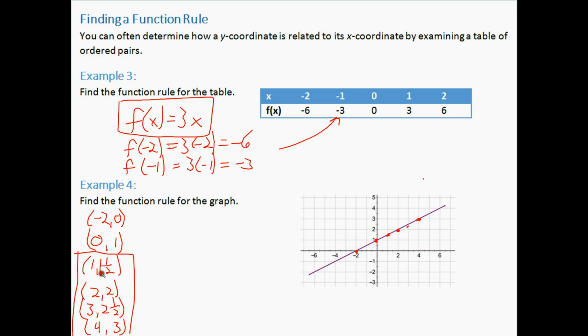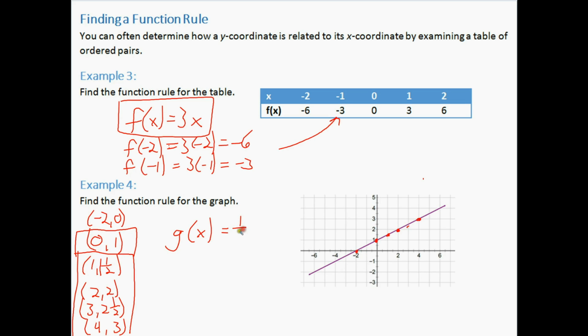Sorry, I wrote this wrong. This was 1.5. Could have gone up to here. We counted up by 1: 0, 1, 2, 3, and 4. And over here, we went up by halves: 1, 1.5, 2, 2.5, 3. That tells me that when I think of my rule, I'm going to be using the idea that it goes up by halves.